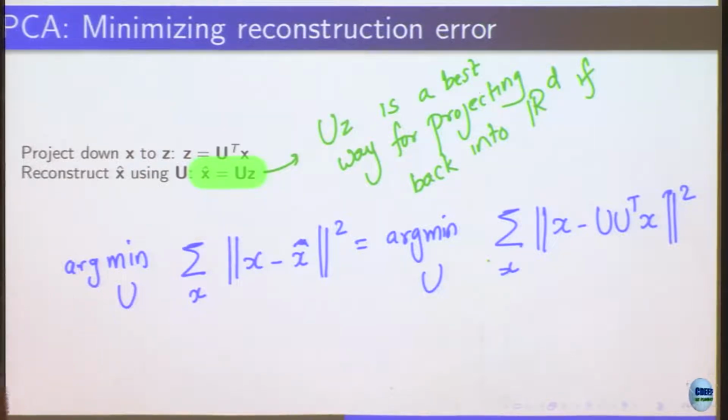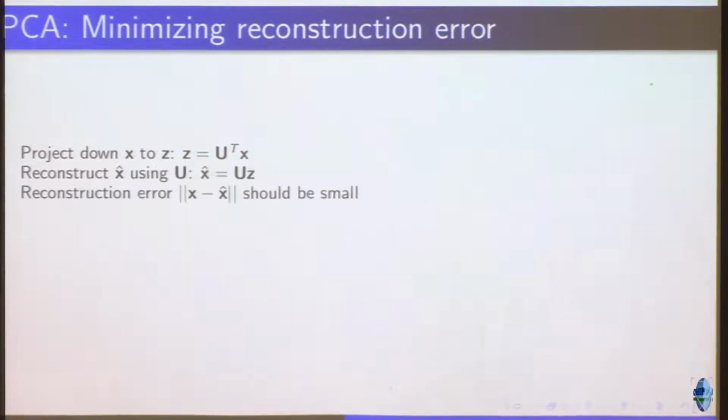UZ is the best way of projecting back into R^D if the correlation were exact. We said that correlation was only approximate, but if the correlation were exact, U was sufficient. Is that correct? Is that making sense to everyone? Okay. So now we have completed our introduction to PCA.